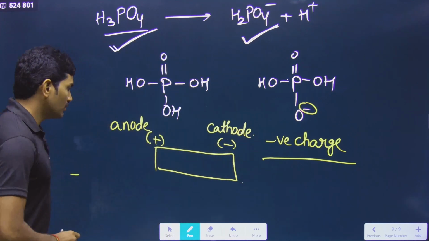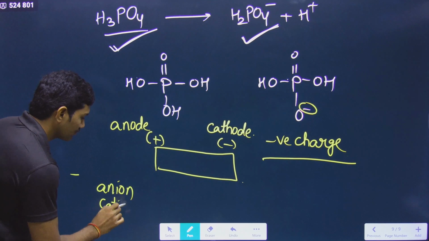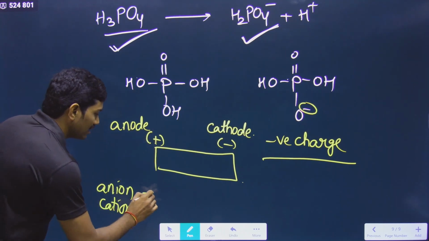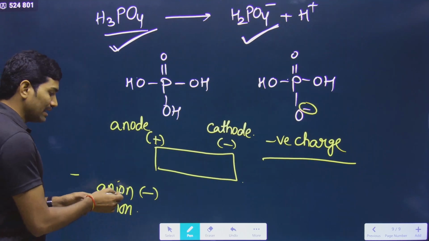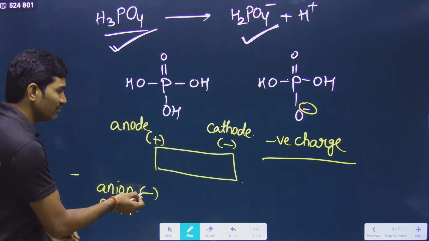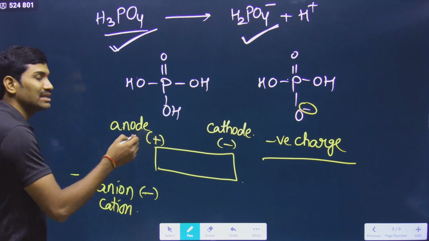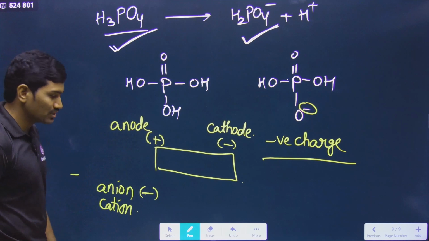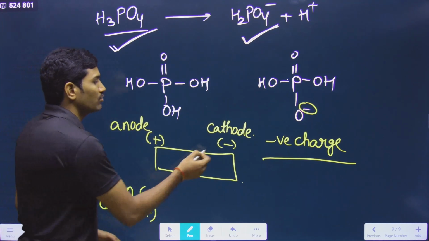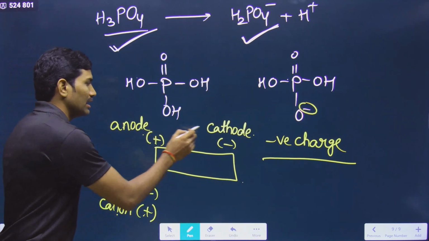Please don't confuse between anion and cation. Understood or not? Anode is having positive charge, but anion is having negative charge. What is the anion? It is the ion that is moving towards the anode. So a negative ion will move towards positive. That's why anion will have negative charge, but anode is the electrode, and it is having positive charge. Whereas cation is having the positive charge, so that it is moving towards the cathode, the negatively charged electrode. Yes or no? So anode, cathode.